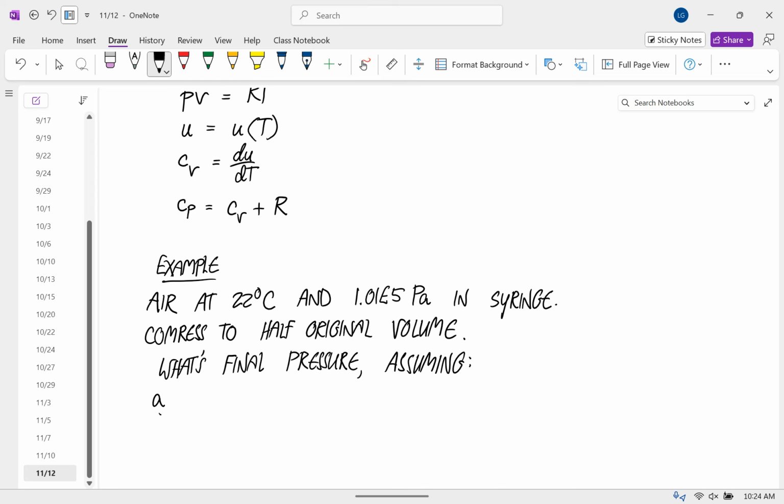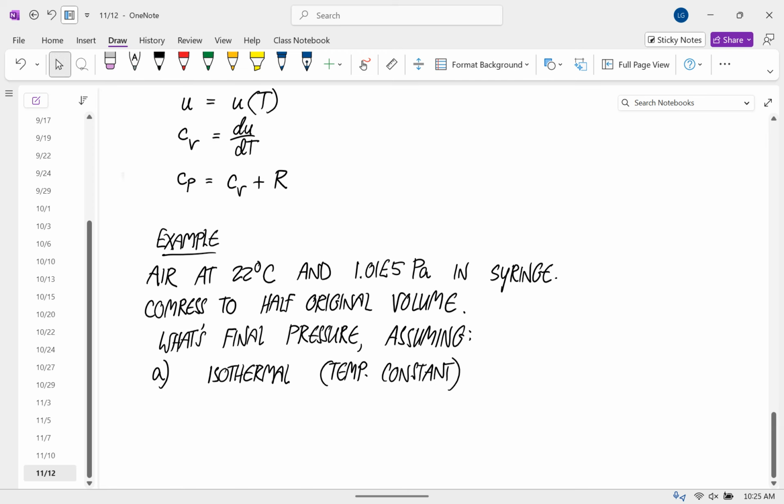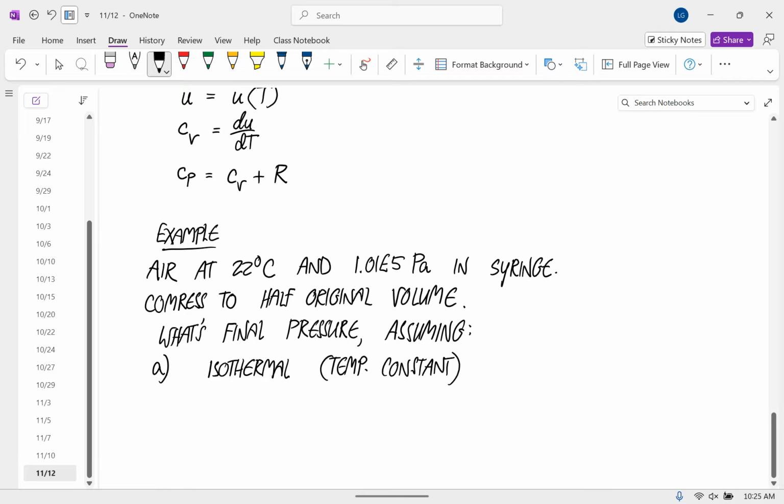So first we'll make the assumption that was made in that lab, which is a very basic thermodynamics lab. We assume that the temperature stays the same. So you compress this gas, and we assume that heat transfer occurs so that the temperature stays what it was before. It just stays room temperature. Okay, so that would be an isothermal case. So that's a constant temperature.